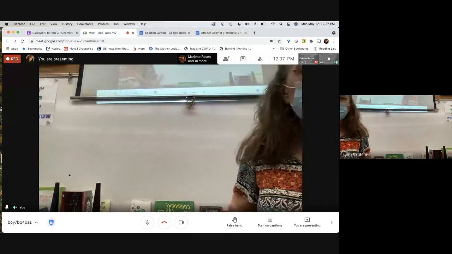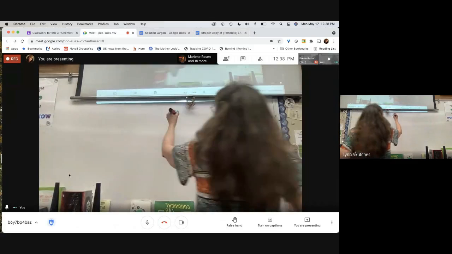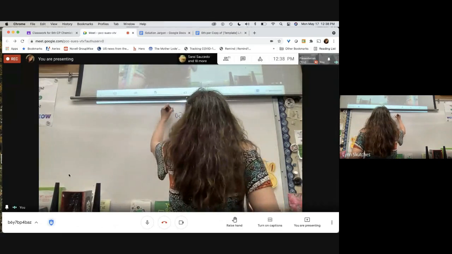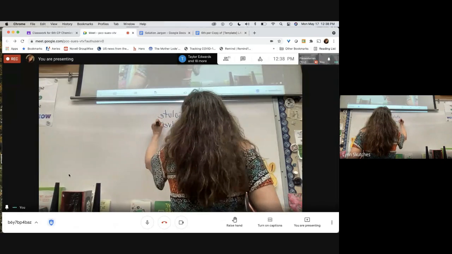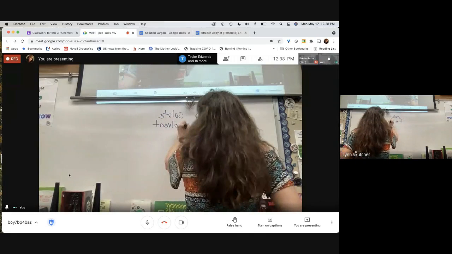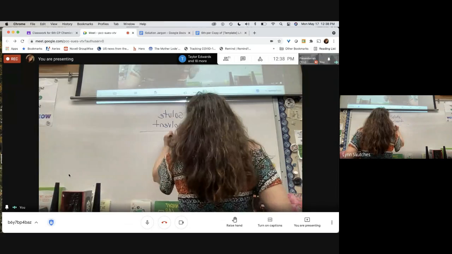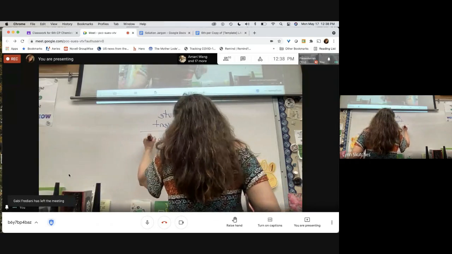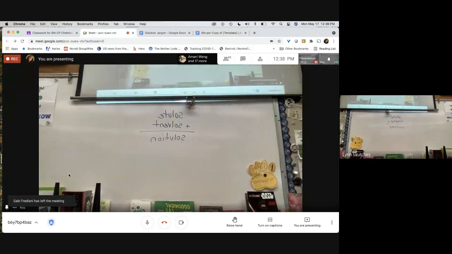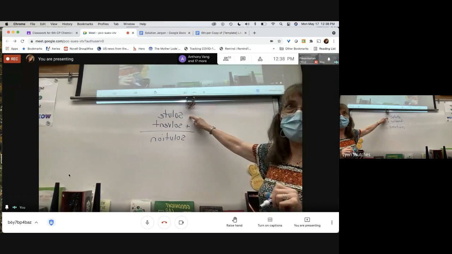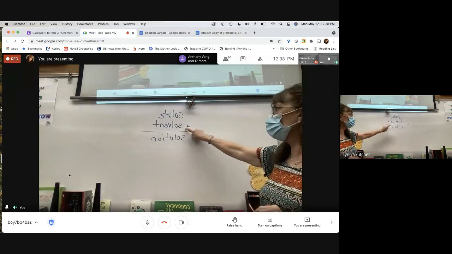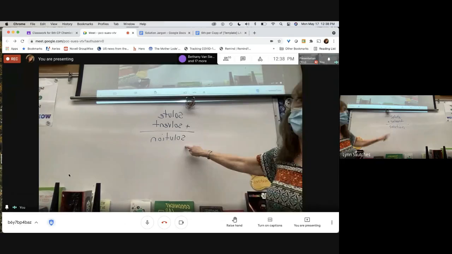There's 3 words on your paper, and I'm just going to write it down. Solute, solvent, and solution. So a couple things to point out to you also. Solute has the fewest letters. Solvent has more letters. Solution has the most letters.